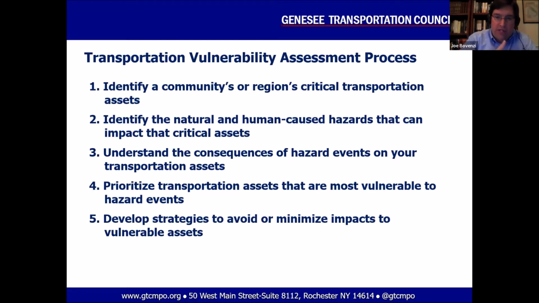What are the hazards and the hazard impacts? What are the consequences? How do we prioritize those assets? And what are the strategies that we can use to mitigate the impact of hazard events? There's already been quite a lot of work done by FHWA, a series of pilot studies done almost 10 years ago now, in various parts of the country, that we took as the basis for our work, at least from a procedural perspective.